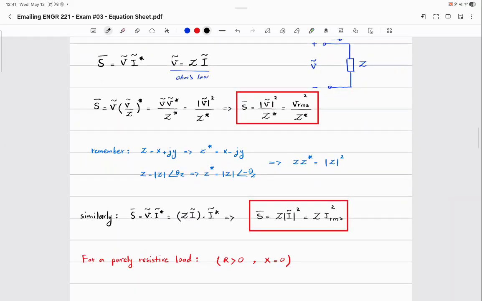In the same way, we can find another equation based on current, the second red box that you see. Both of these equations are very useful. Both of them are given to you in the formula sheet. Now I have a couple of questions. First of all, someone tell me, why are these equations useful?